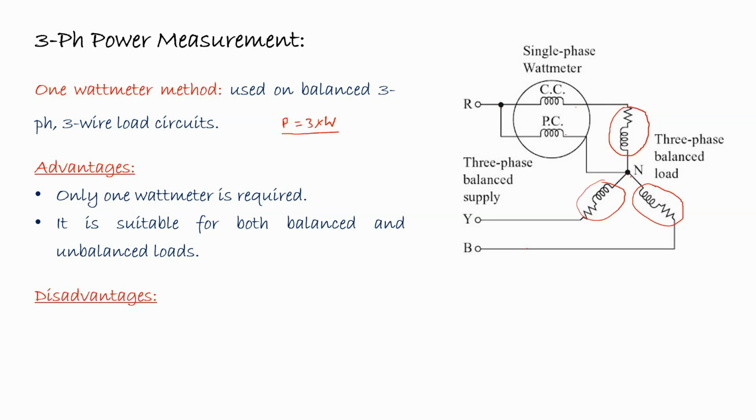But here are some disadvantages also. A neutral connection is required for this wattmeter. That means without a neutral terminal, the one wattmeter method cannot be applied. That means for a delta connected system, we cannot apply the one wattmeter method to measure the three phase power.